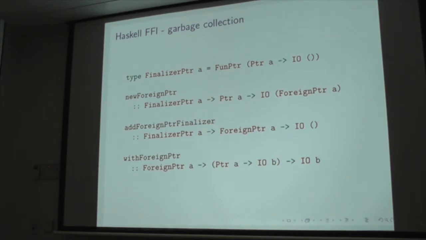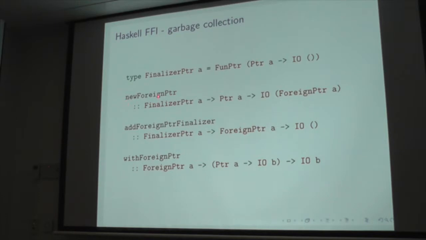For dealing with garbage collection, there are some really nice mechanisms in the Haskell FFI for automatically finalizing and freeing your objects when they're no longer needed in your program. As distinct from the pointer type, there's a finalizer pointer type. That's actually a type alias to a function pointer that takes a pointer A and returns an IO unit, which is typically a free function that just returns void. So that's what this represents.